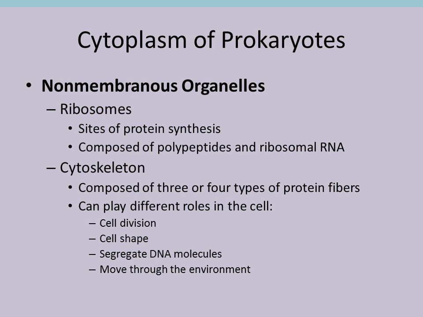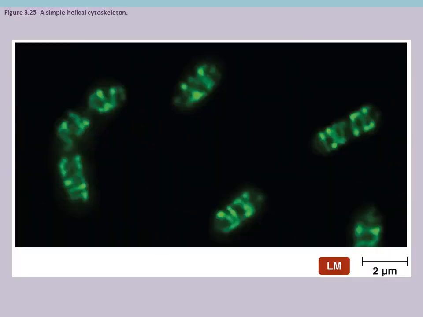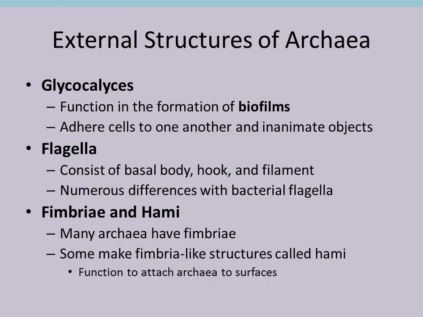There is also a cytoskeleton. There are different protein fibers that extend throughout the cell. They play a role in determining the shape of the cell, they play a role in cell division, and sometimes they can help with movement through the environment. In this fluorescent stain, you can see the glowing: a stain that's added penetrates through the cell and stains the cytoskeleton. You can see it looks helical in shape.